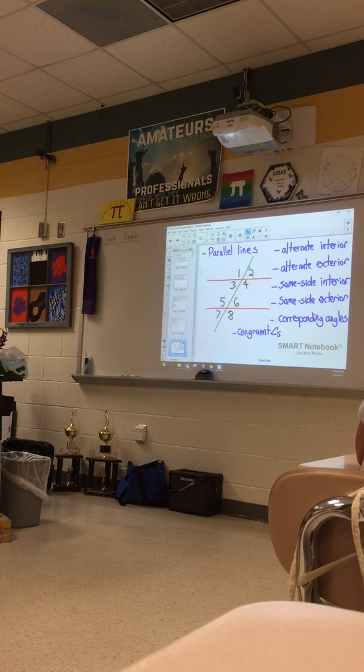Corresponding angles are in the same spot in the window. So 1 is in the top left, 5 is in the top left, 4 is in the bottom right, 8 is in the bottom right.